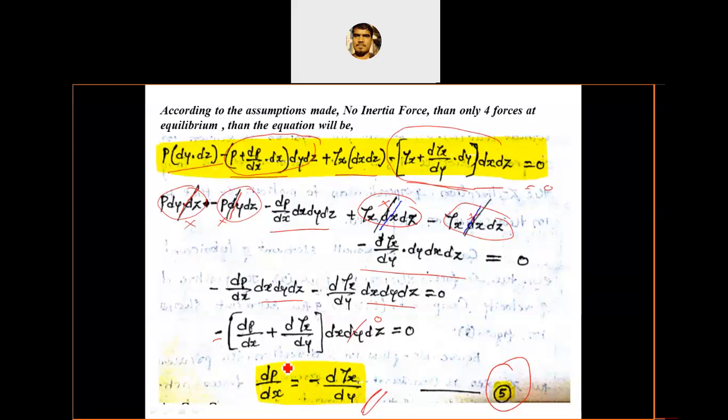Just expand and send one term to the right side. Here minus dp by dx, and if you send one term to this side, it becomes plus and here minus. So minus plus dp by dx is equal to minus d tau x by dy. This is the term we got. We call this equation 5.